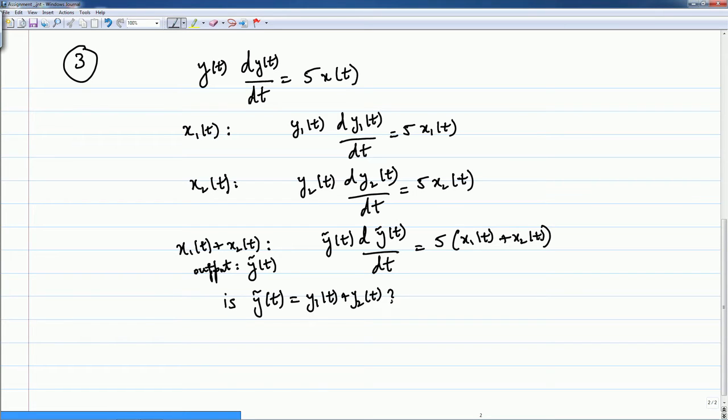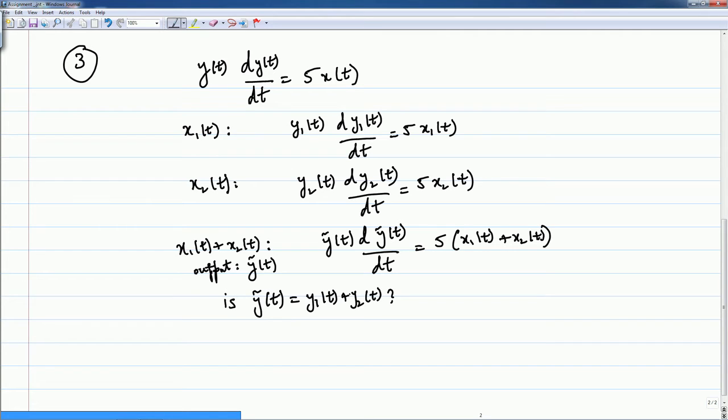If we can show in general that y tilde of t is equal to y1 of t plus y2 of t, then we know that the system is additive. The input output relationship satisfies the additivity property. Now, we have to check whether this is true or not. How do you check that? I know y tilde of t satisfies this equation. So, let me try and evaluate the left hand side by substituting y tilde of t equals y1 of t plus y2 of t.